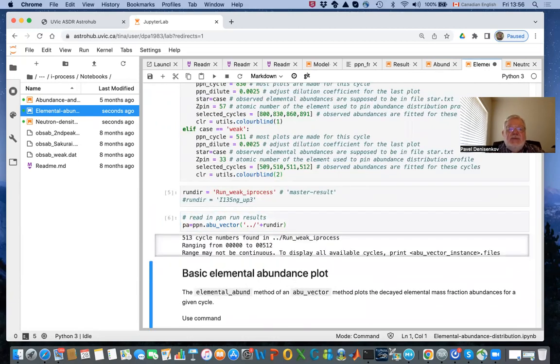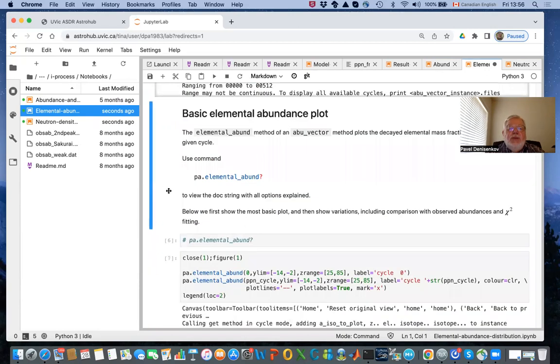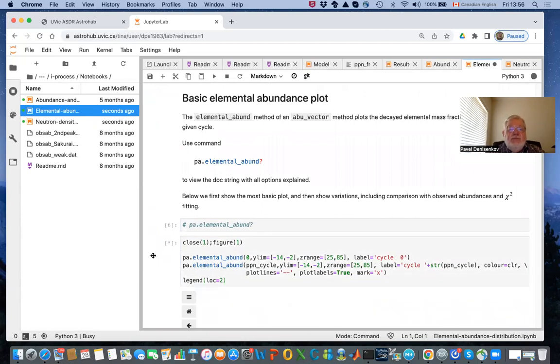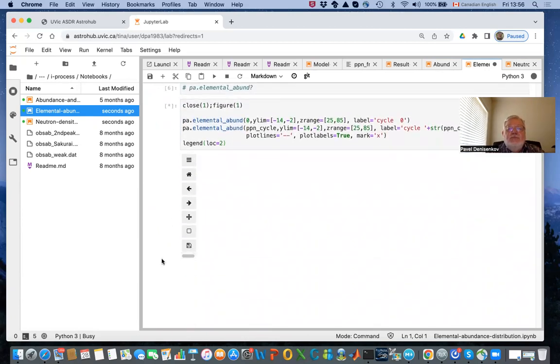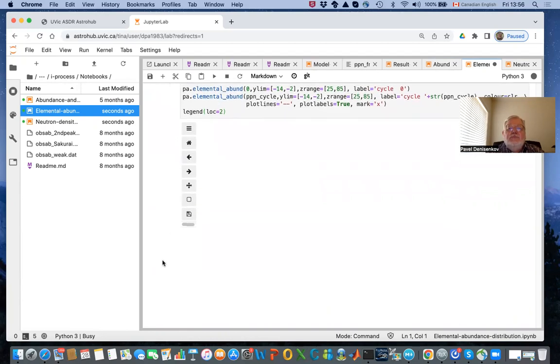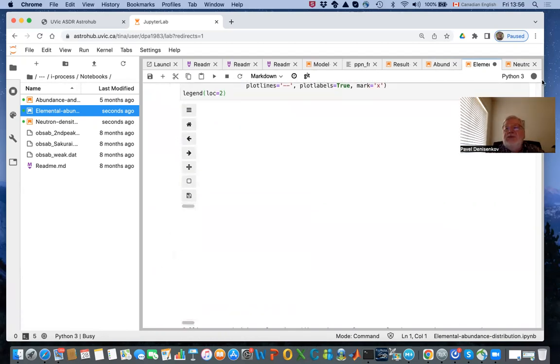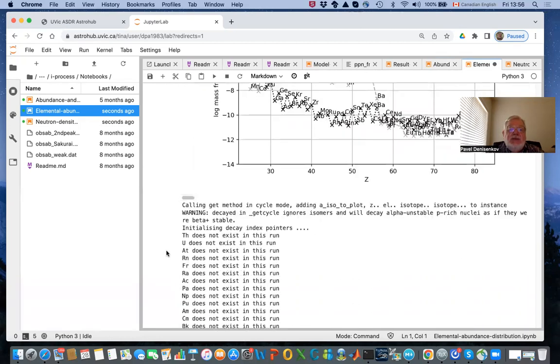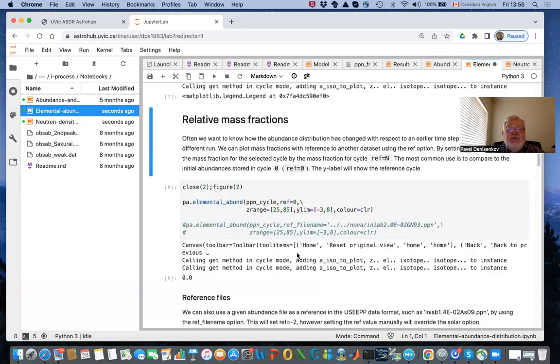Read results. Okay. Now make some plots. It takes some time. You can see the circle is black, which means the cell is working. Now you can see we have a plot, decimal logarithm of mass fractions of different isotope of different elements as a function of proton number. Okay, let's go for relative mass fractions.